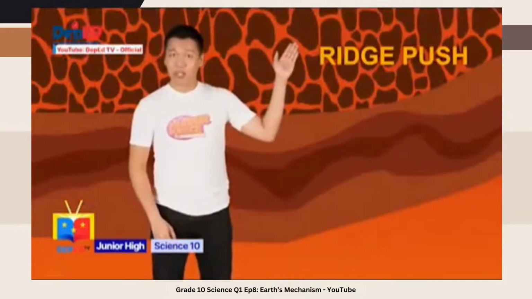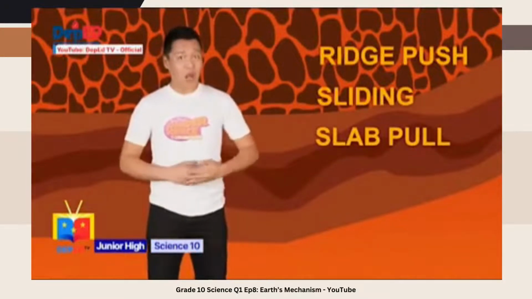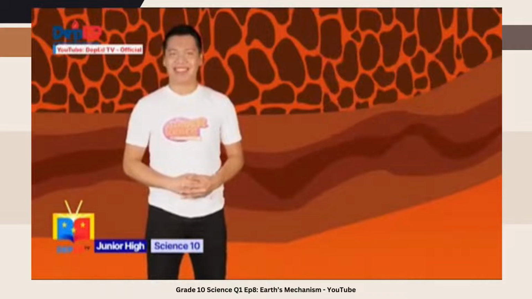Aside from mantle convection, what are other forces that move the lithospheric plates? The other forces that move the lithospheric plates include ridge push, sliding, and slab pull. Let's get to know them one by one.